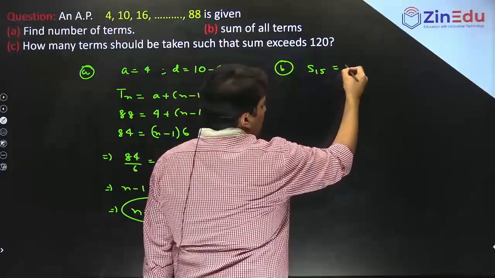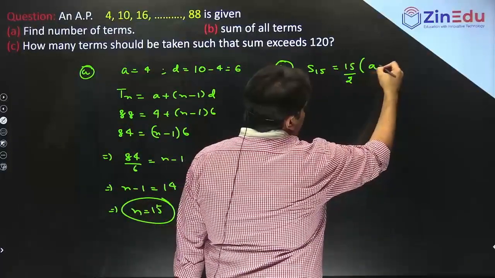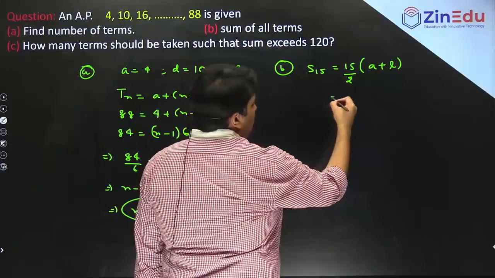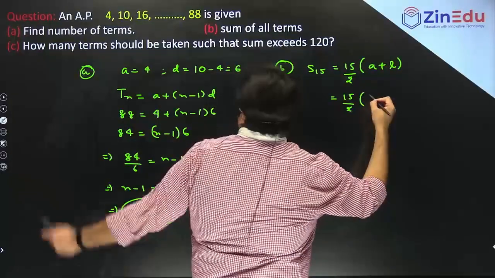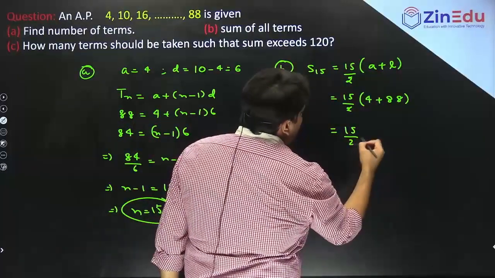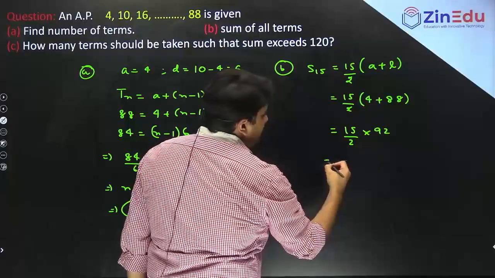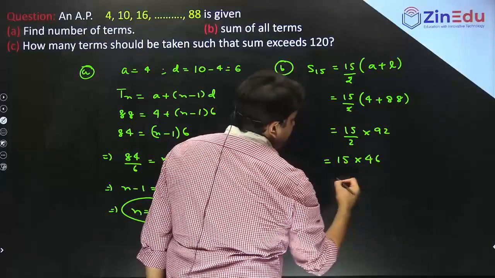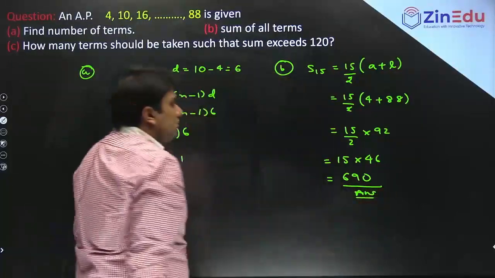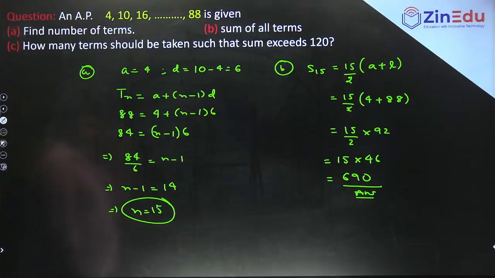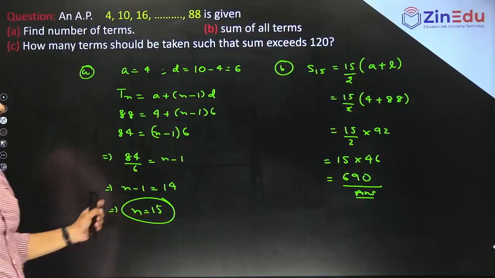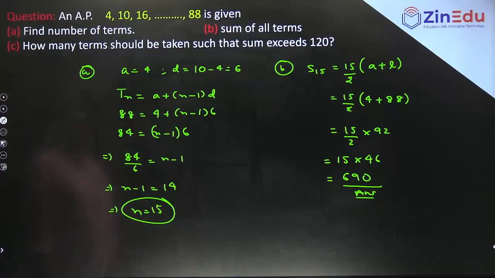So we have gone through the formula, that is n by 2, and we are using this second formula over here, that is a plus l, because we have the last term. So that means 15 by 2, what is a? That is 4. What is l? That is 88. So 15 by 2 into 92. So 92 will get cancelled out by 2. That would be equal to 46 times 15, that is 690. So that would be the result of B part. First we solve for the number of terms, then we solve for the sum of those terms. Now the third question is a bit different.